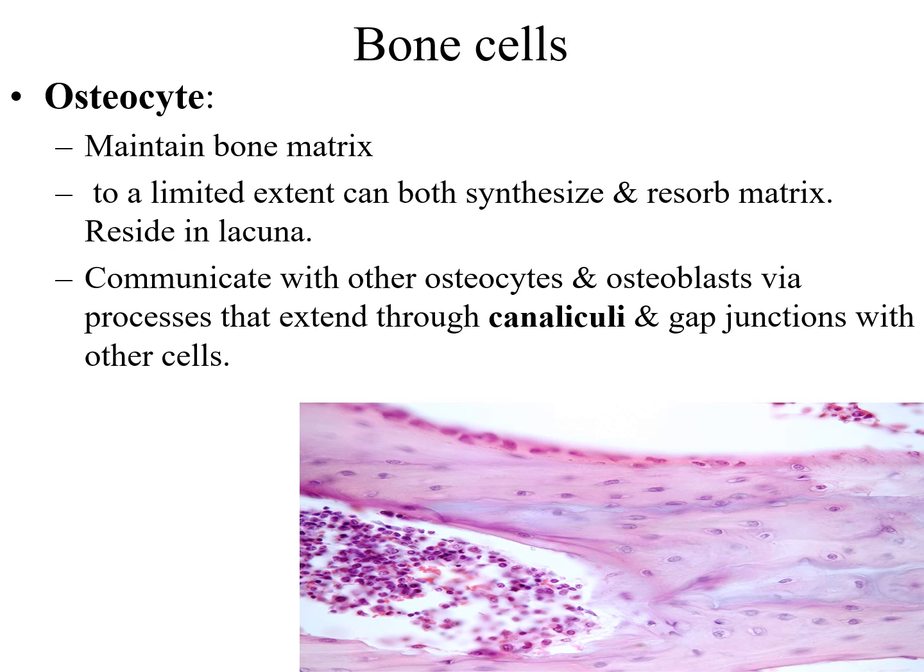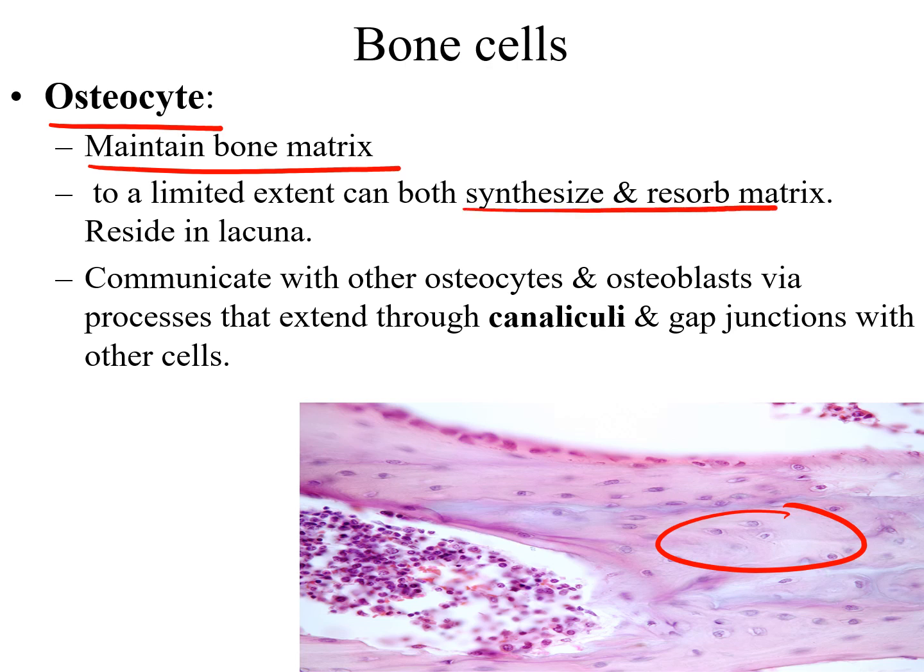The easiest one to find is the osteocyte, because the osteocyte is found in the lacuna, in the compact bone or in the trabecular bone. These cells are responsible for the maintenance of the bone matrix, play a limited role in the synthesis and resorption of the matrix, and communicate with each other, osteocyte with other osteocytes or osteoblasts, through canaliculi and gap junctions.